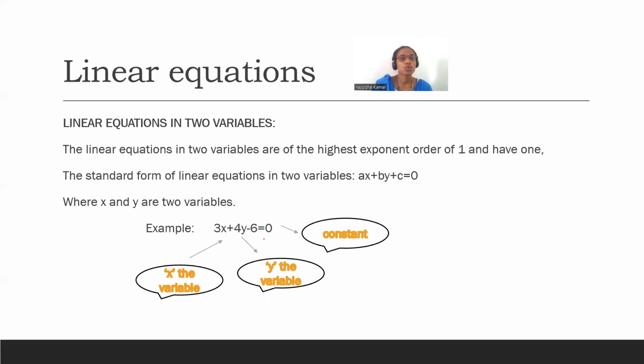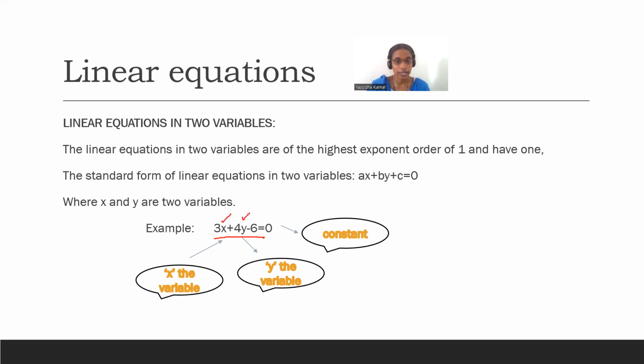Now I am moving on to linear equations in two variables. What is a linear equation in two variables? It is just an extension of linear equation in one variable. If the equation involves two variables, that is x and y, in the same equation, like I have given here, 3x plus 4y minus 6 is equal to 0. Yes, here there are two variables. Can you tell me what the two variables are here?